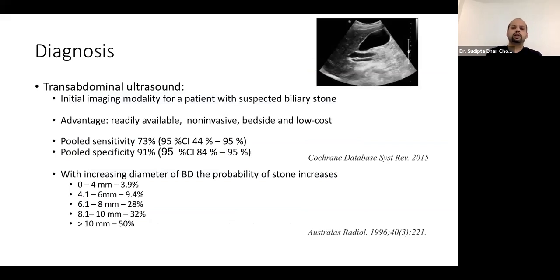But more importantly, what we can see here is that even if you do not see a stone, the probability of finding stones within the bile duct increases as the bile duct diameter increases. So with the increase in bile duct diameter, the probability of finding stones within the bile duct increases.